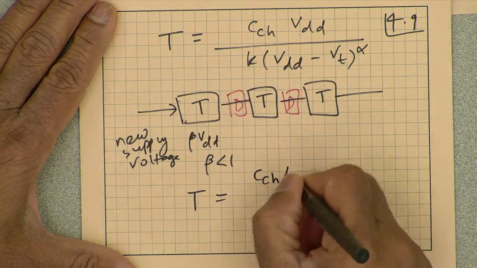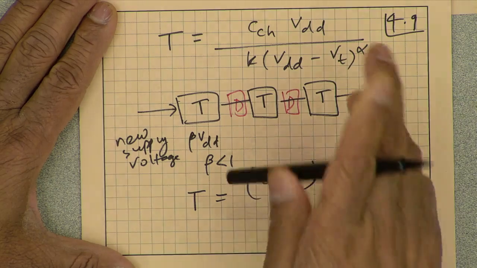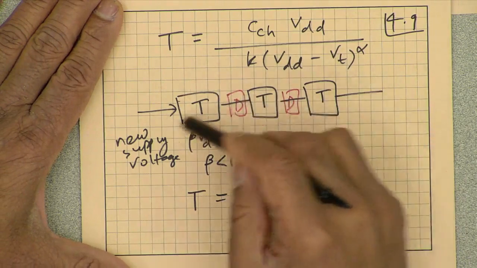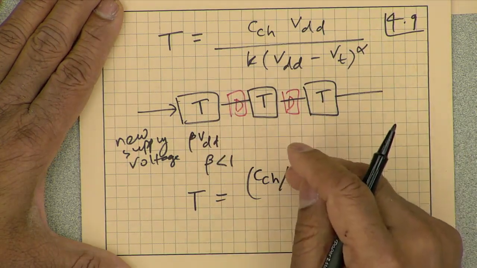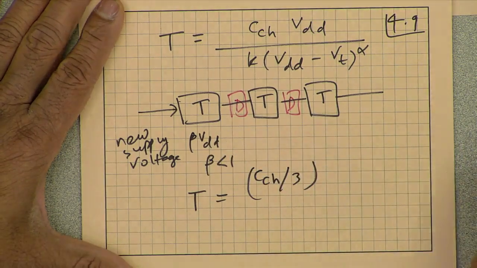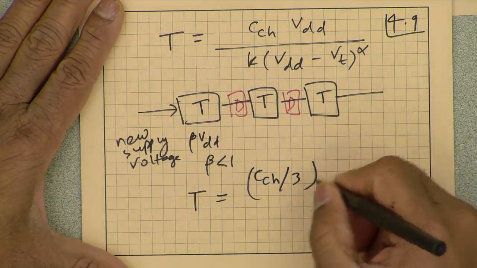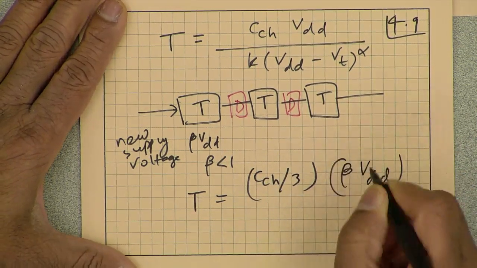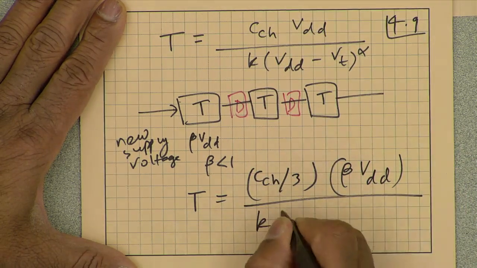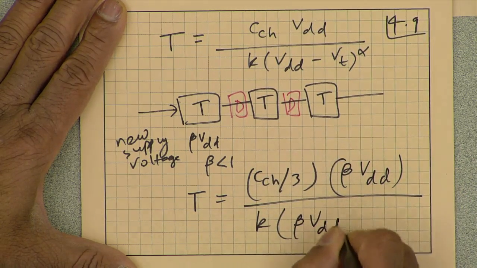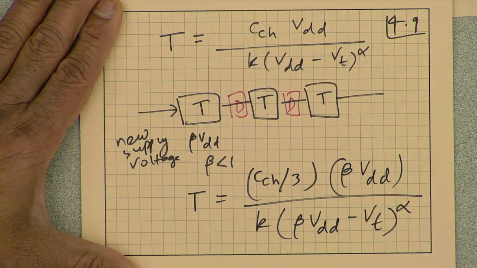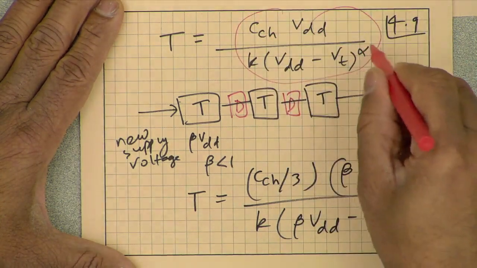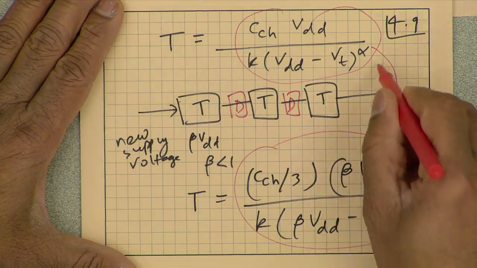Now if I write this new equation, t would be C charge prime, more likely C charge by 3. If I was charging in that long path with total charging capacitance C charge, the charging capacitance on 1/3 of the path will be C charge by 3, or in general C charge by M if it is M-stage pipelining, times the supply voltage beta VDD. So VDD is changed to beta VDD, times k times (beta VDD minus the threshold voltage) to the power alpha.